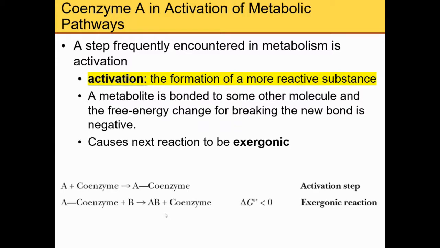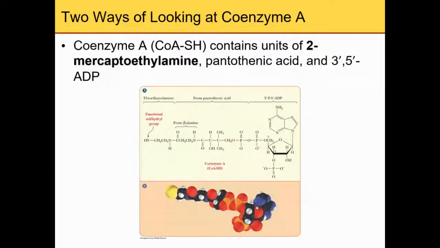So the coenzyme A in activation of a metabolic pathway, the activation means the formation of a more reactive substance. Okay, so like this A plus coenzyme, and then it becomes this complex, A linked to the coenzyme, that's the activation step, and then the A-coenzyme plus B, and then to the AB, and then release the coenzyme, and then it's a synchronous reaction. And then it's spontaneous because the energy change is negative.